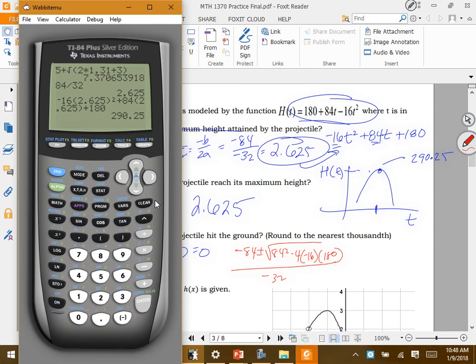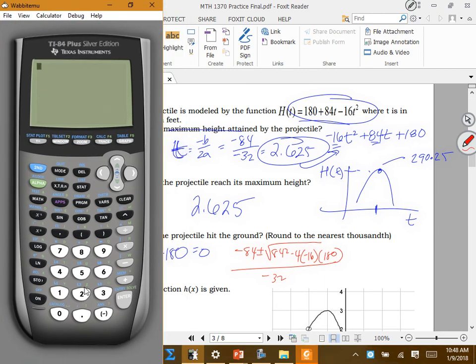Now, those are 2 times. So we have to find out which one is positive. So I'm going to pull this at negative 84. Do it this way. Negative 84 plus the square root of 84 squared minus 4 times negative 16 times 180. Okay, so that should be the numerator. And we'll divide that by negative 32. Okay, so that's a negative time.